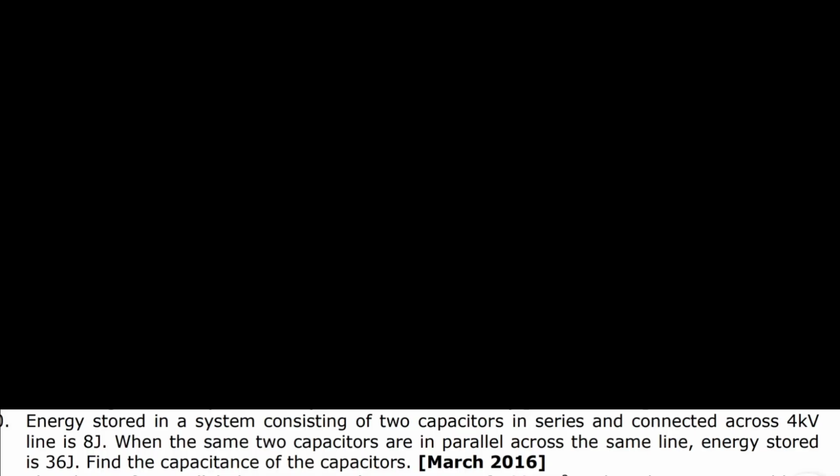It's a very easy question but somewhat tricky question. So listen to this carefully. When two capacitors are connected in series and connected across 4000 volt line, the voltage given of the battery, the energy stored in the system is 8 joules. The same capacitors, if connected in parallel across the same line, means same potential will be there, the energy stored is 36 joules. Find the individual capacitances. Means we need to find out the capacitance of first capacitor, second capacitor connected in series as well as parallel here.